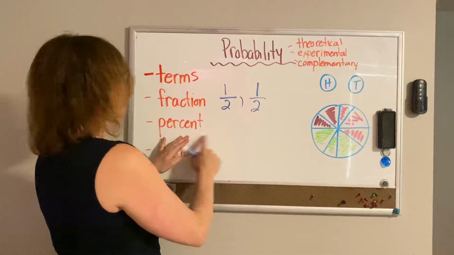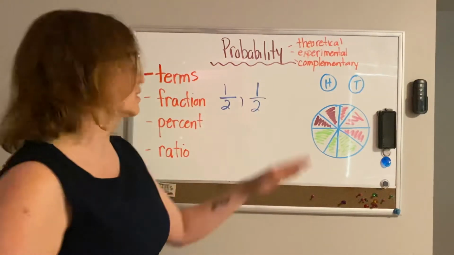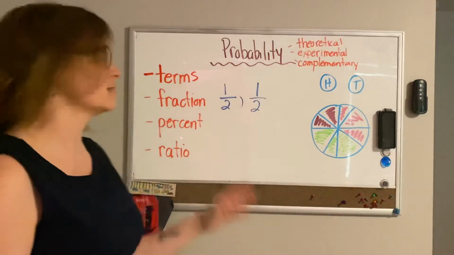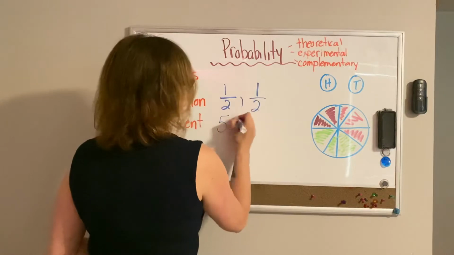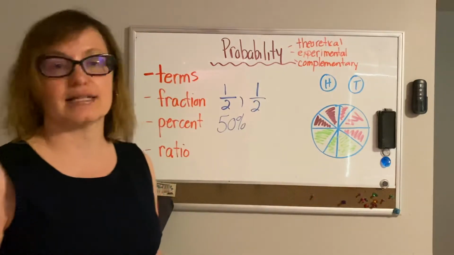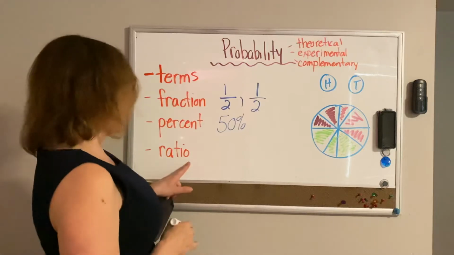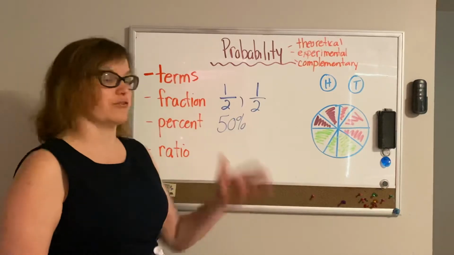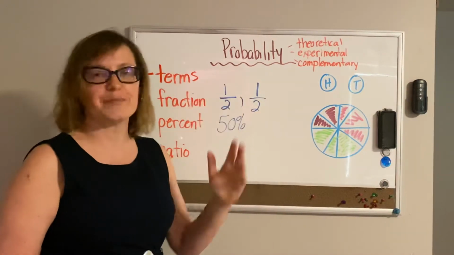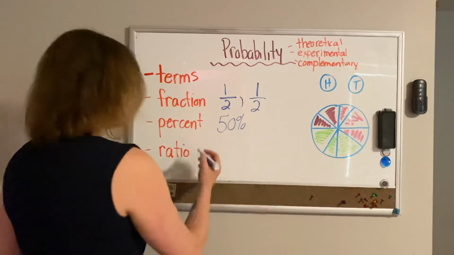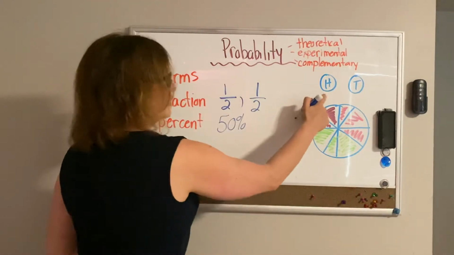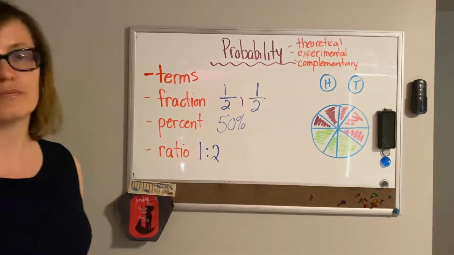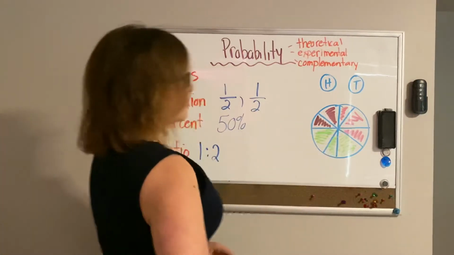All right. So let's move on to percent, how I would represent it as a percent. So if I'm looking at heads versus tails, I know that half the time I should get heads, half the time I should get tails. That would represent 50%. I have 50% of the time to get my desired outcome of heads. And then ratio. Ratio is very similar to fractions. It's a ratio of desired outcome to total possible outcomes. So I would have my desired outcome, 1 chance of getting it, to total outcomes, which is 2, right?